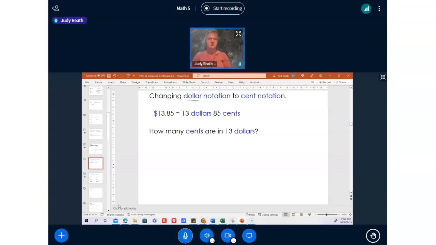If we're going to change the dollar notation to cent notation, now we're going the other way. $13.85. We just write it out like this. $13.85. How many cents are there in $13? Well, we know that there's 1,300, right? We just did that. Plus 85 cents would be 1,385 cents. So again, we would just take that decimal and move it the other direction if we're going from dollar notation to cent notation.